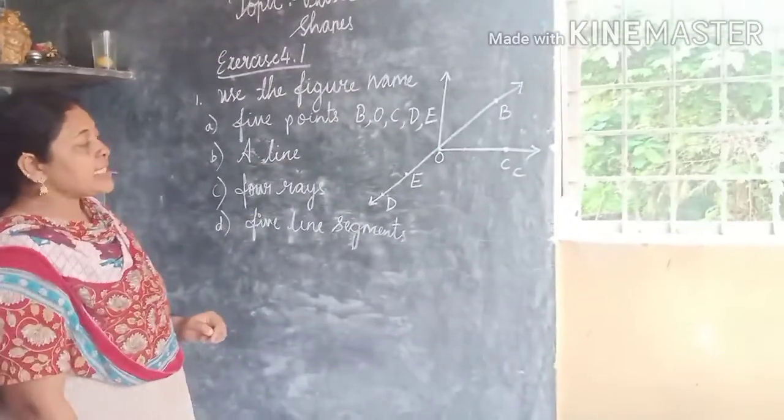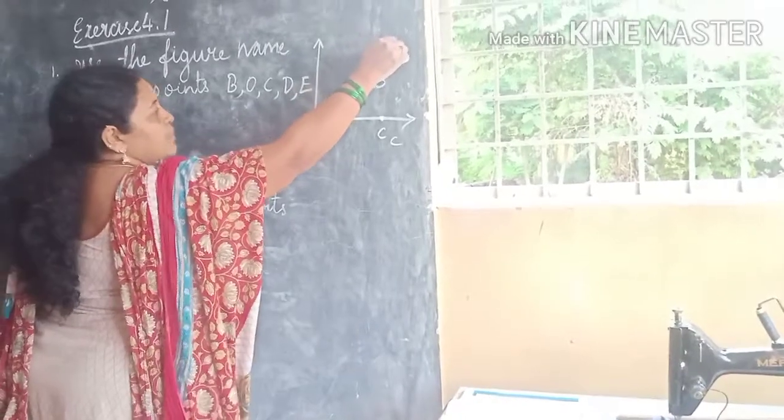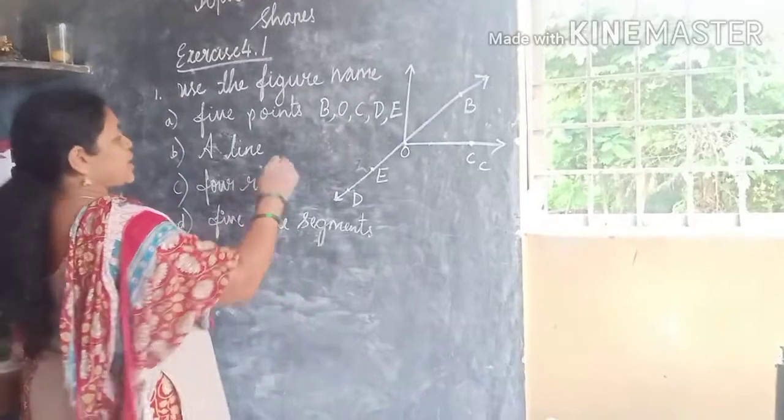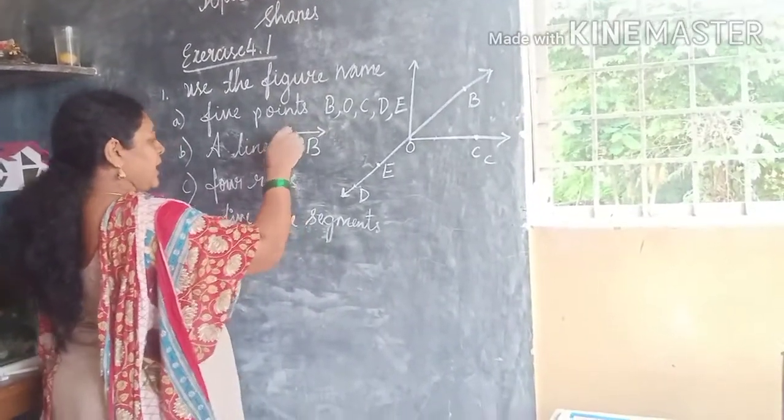A line. Where is a line for you? If you could see D to B, this can become a line. Can we consider this as a line? Yes. So we can put it as line DB.